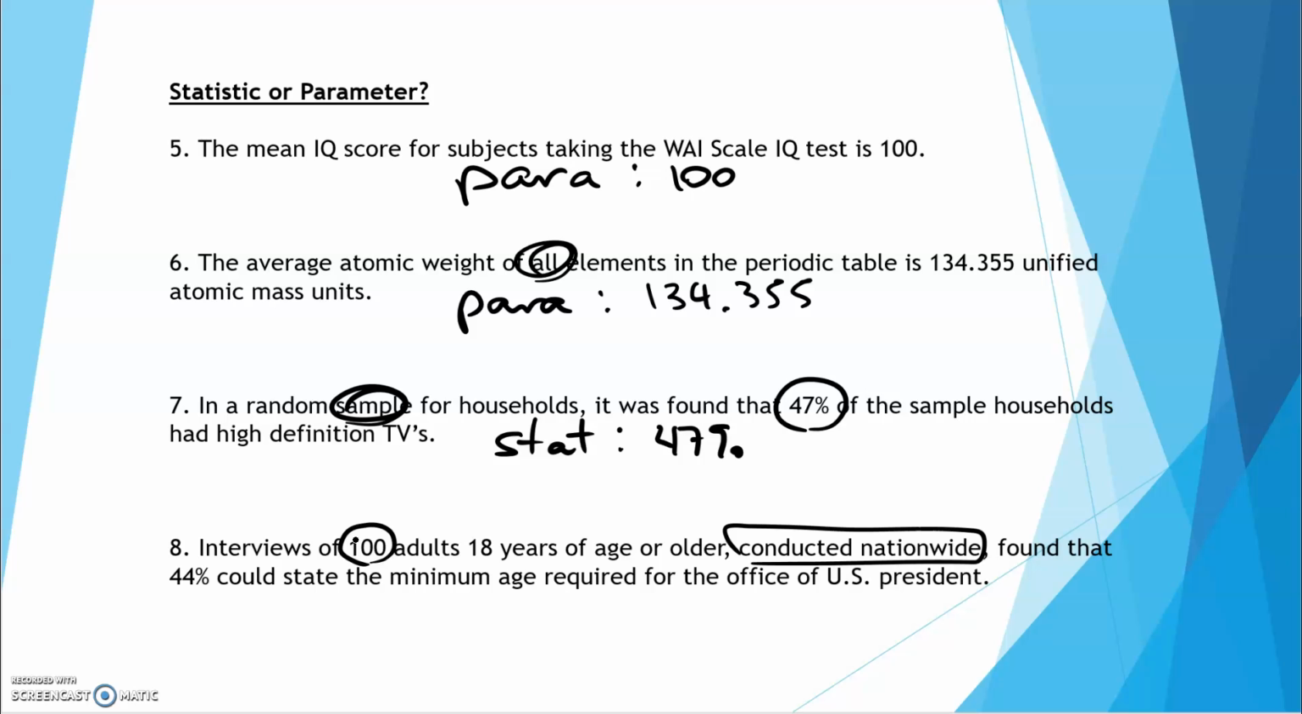Okay, so since we've only looked at 100 and we know there's many more adults that are older than 18 years, then what we did was we took, from nationwide, a sample from all those people and we narrowed it down to just 100. So since it's just 100, this is a sample. Since it's a sample, this 44% is really just a statistic because that number is describing a sample.